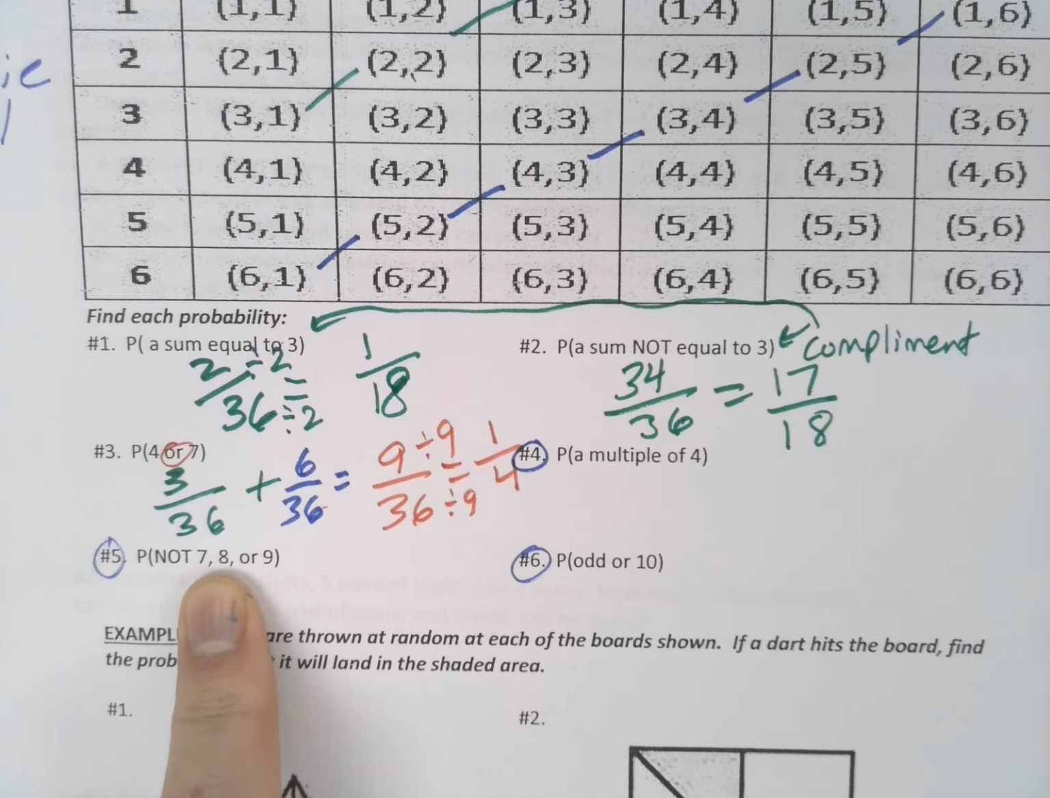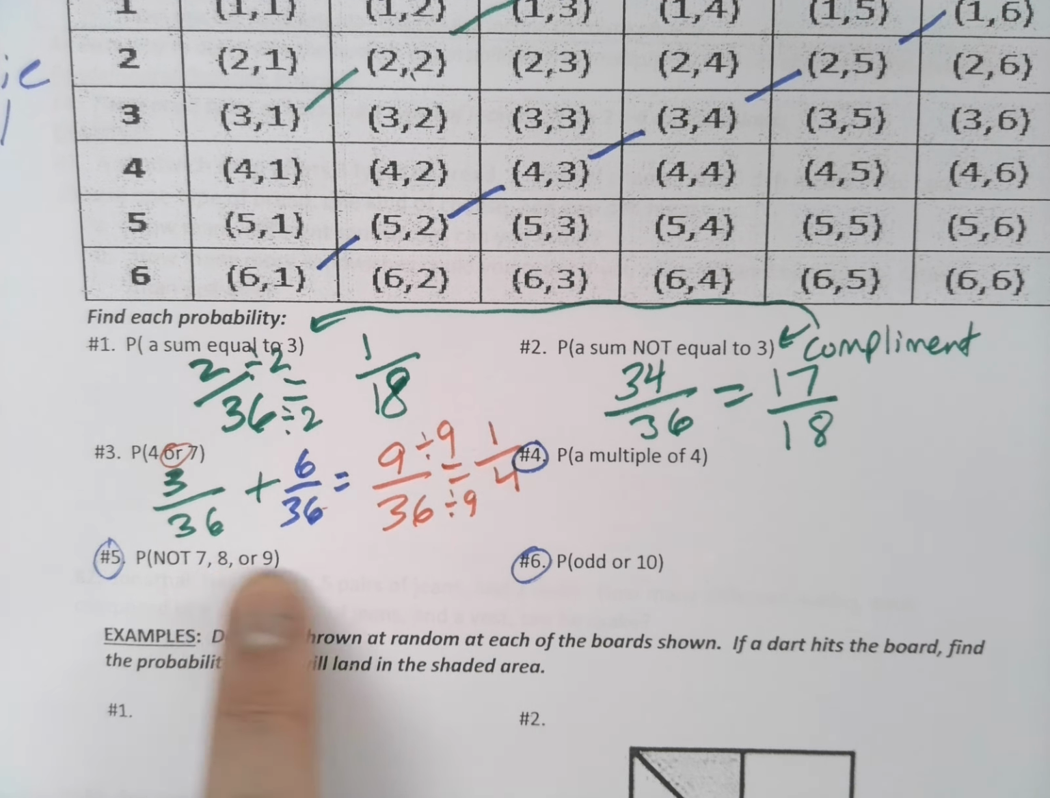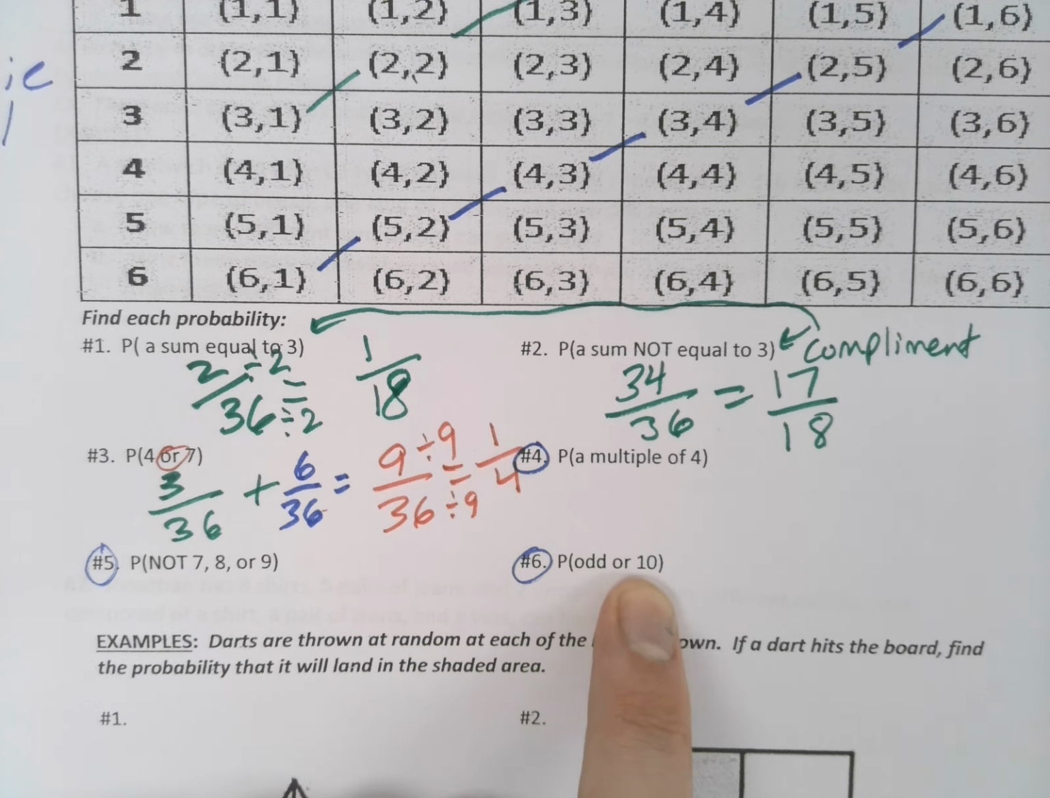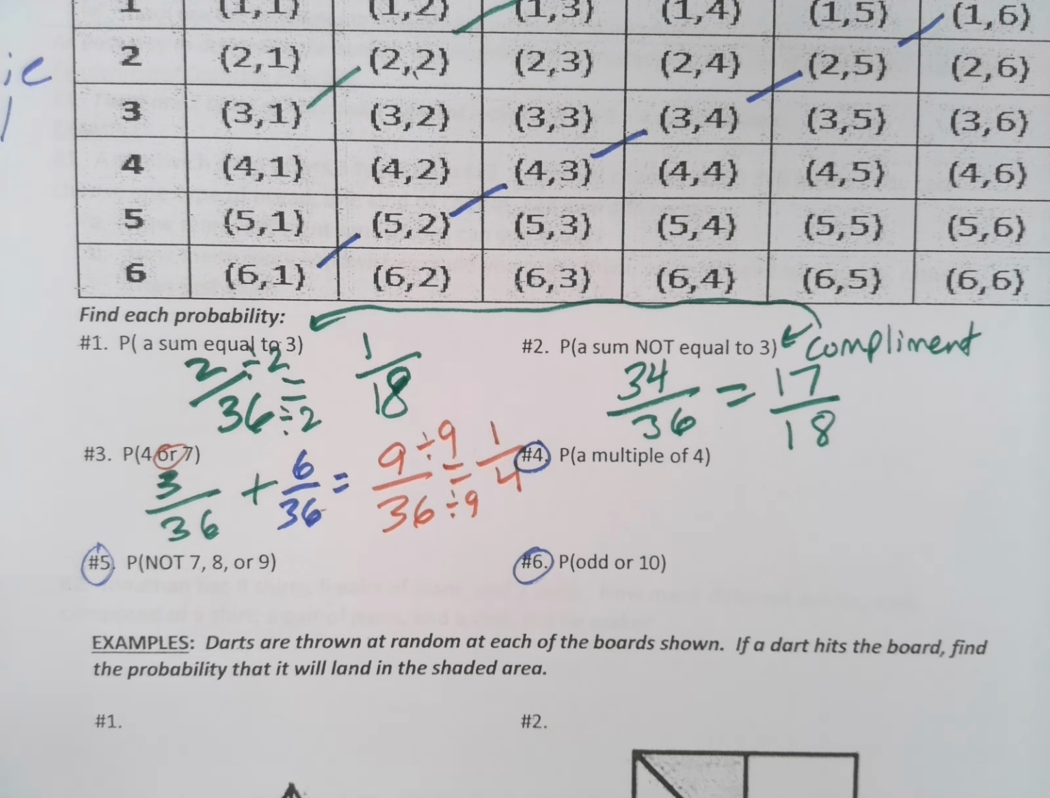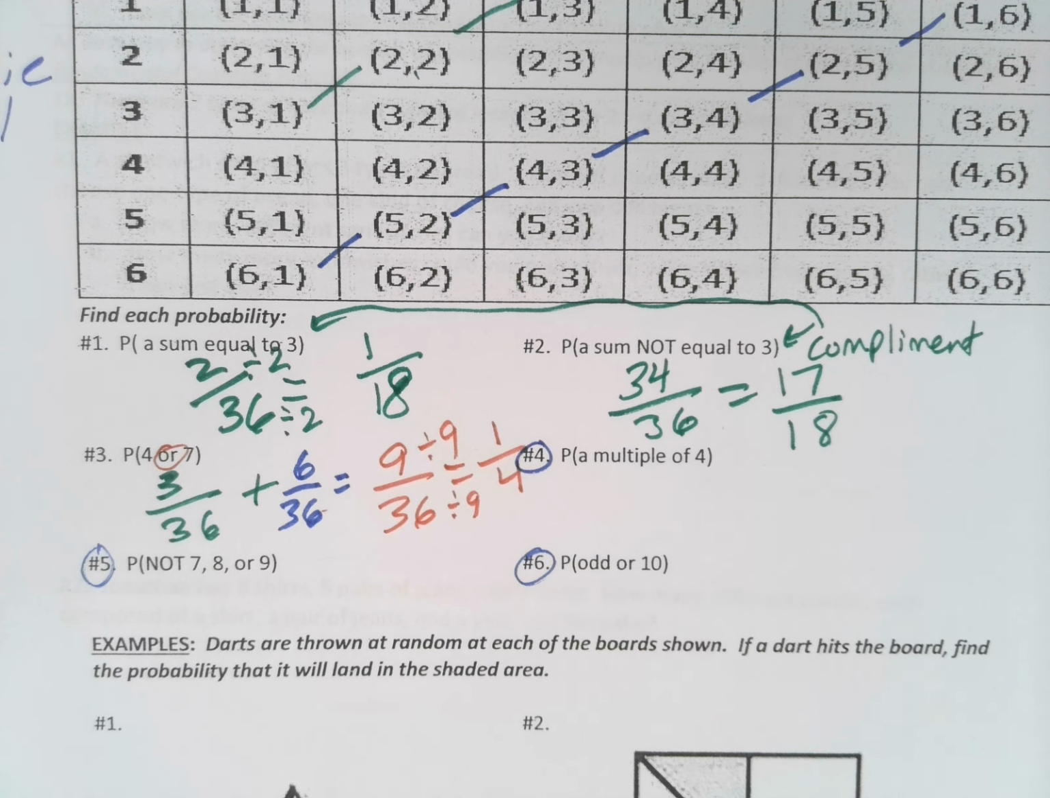Probability of not rolling 7, 8, or 9, we're going to have to subtract all those from the 36 outcomes. And the probability of odd or 10, so we're going to have to add up, what do you think about it? If there's 36 options, how many do you think are going to be odd? And the amount that add up to be 10. So go wild, guys. Go ahead and pause the video.